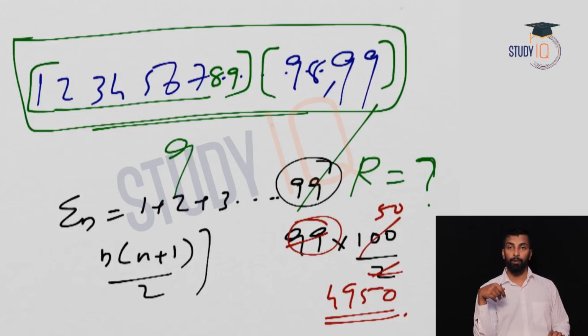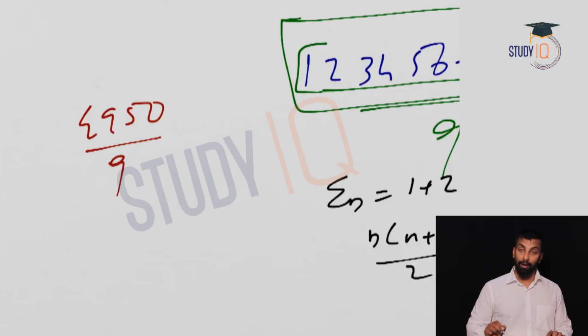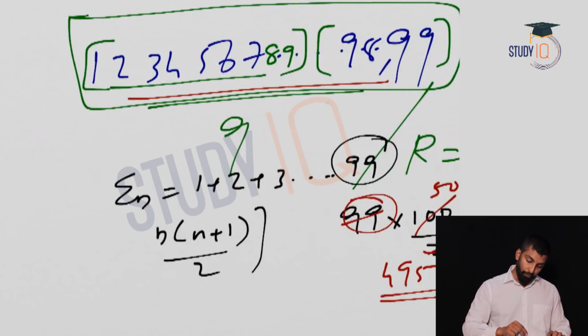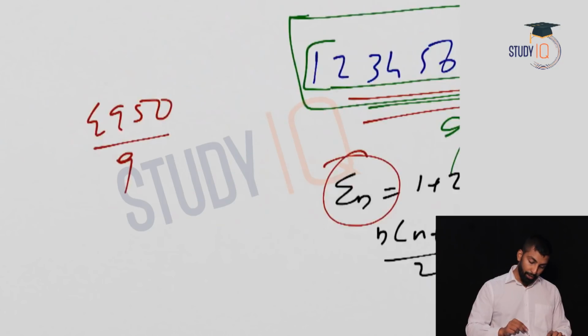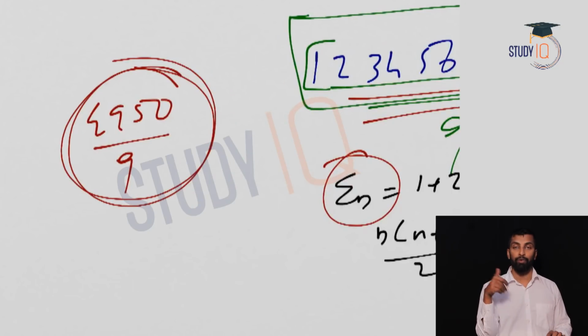Okay, so this is a better approach. I got the sum as 4950. Then what do you do? You divide 4950 by 9. You can solve this question only if you know sigma n, and also you should know the divisibility rule of 9. So now the question is converted to 4950 divided by 9. Even this I don't want to divide.